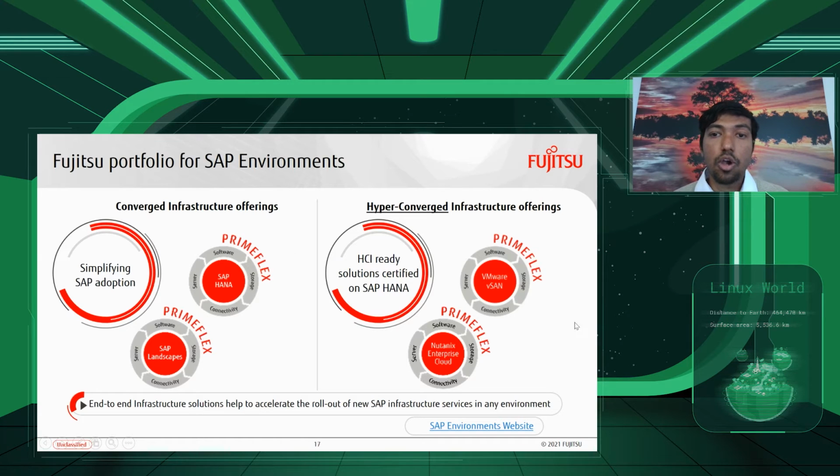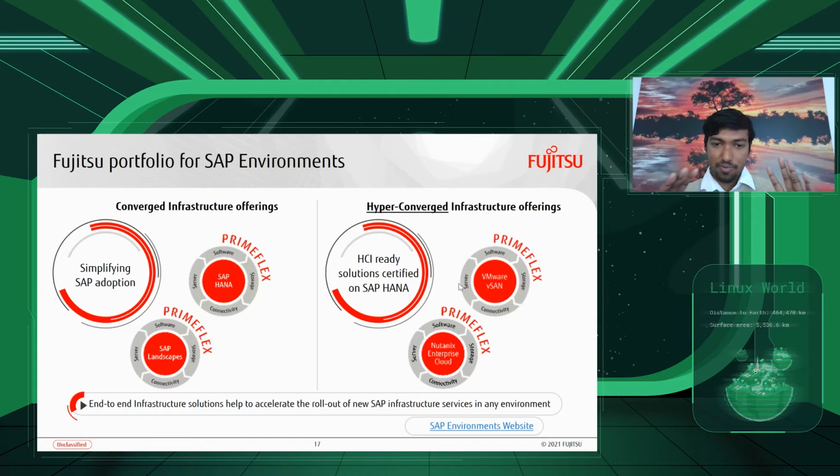Some customers may also have hyperconverged as part of their deployments. So they have standardized, saying that, okay, going forward, we want to have everything on hyperconverged environments. But did you know that even for hyperconverged environments, you need to have special certified hardware to run your HANA environments? And Fujitsu has done the needed certification both for vSAN as well as Nutanix Enterprise Cloud Solutions. So really, from a solution perspective, you have an end-to-end portfolio to choose from.